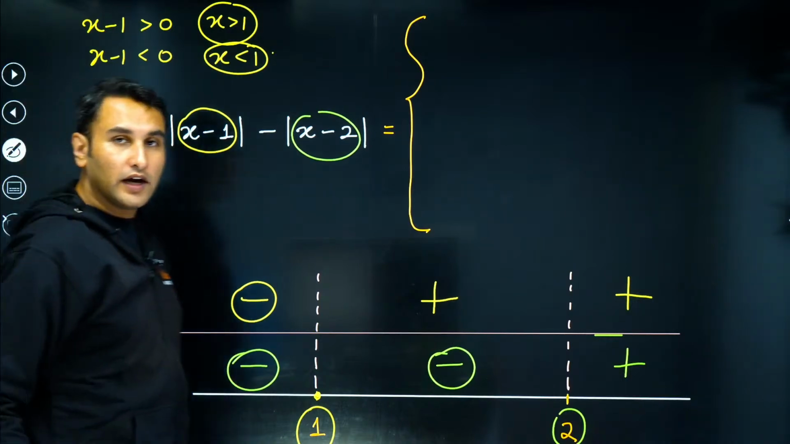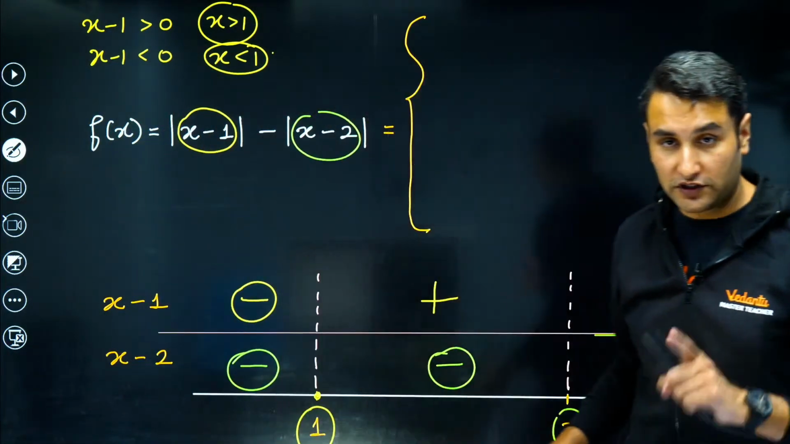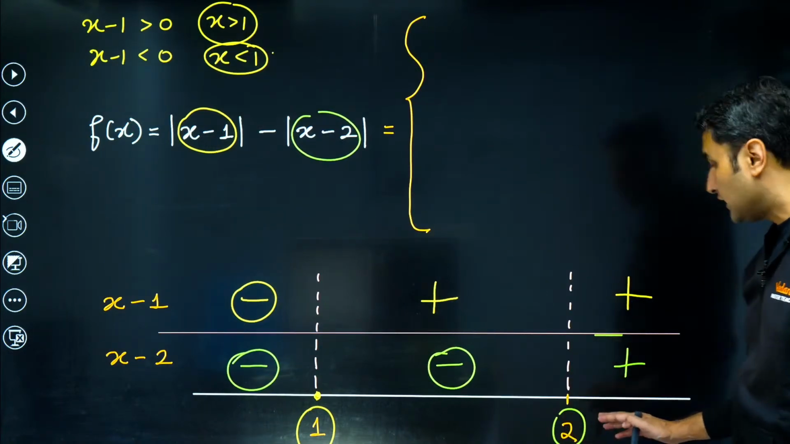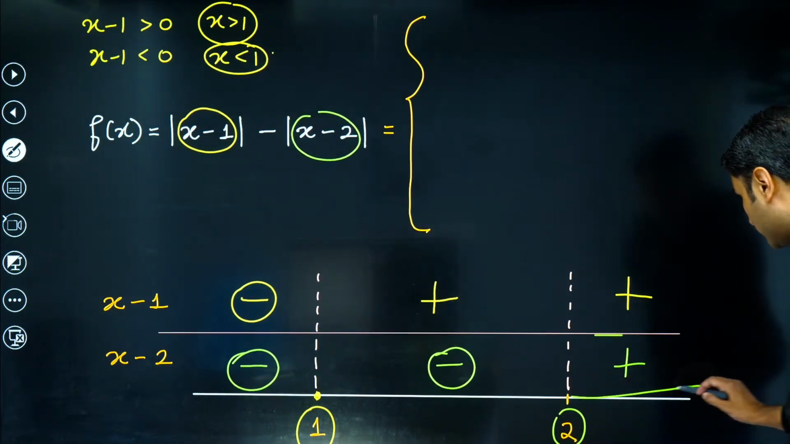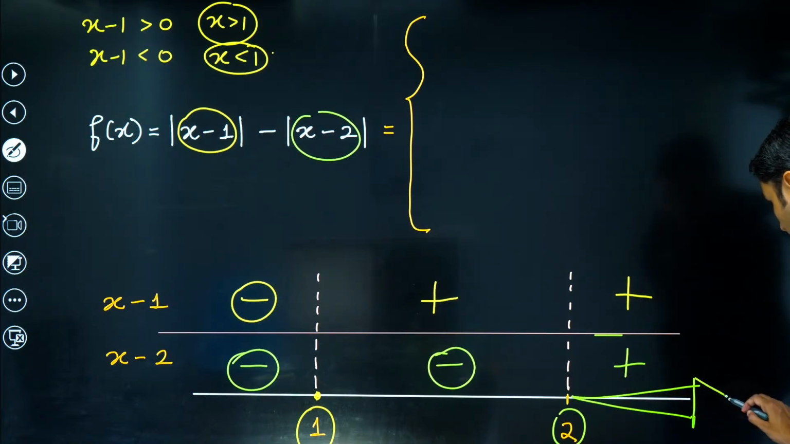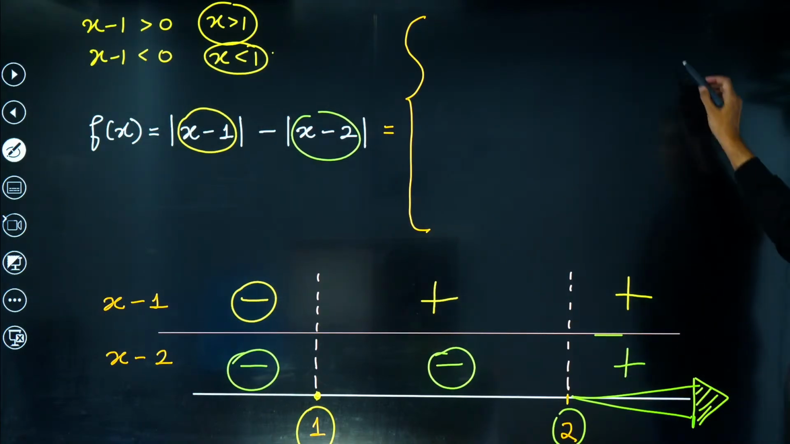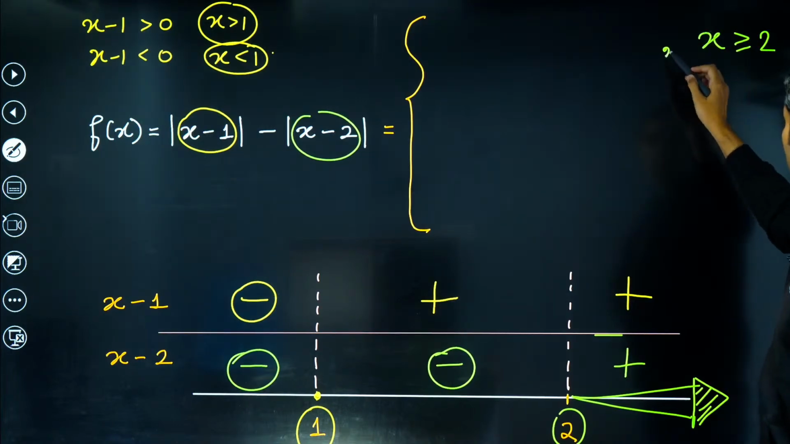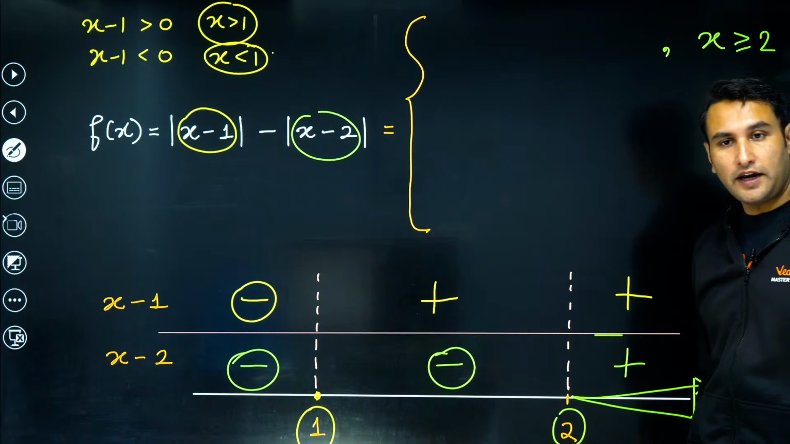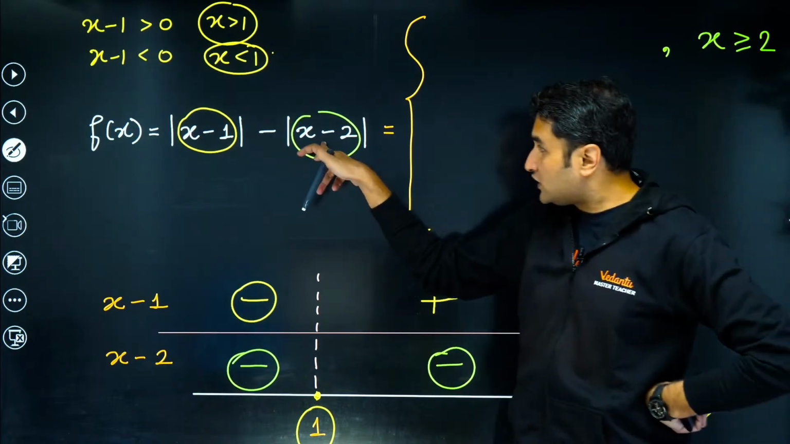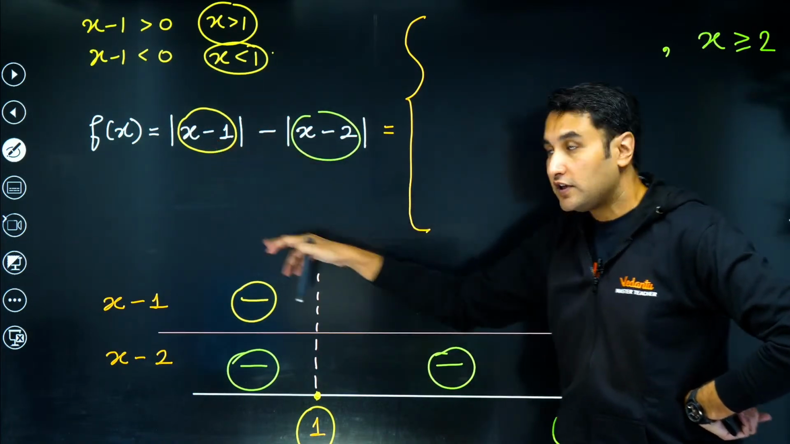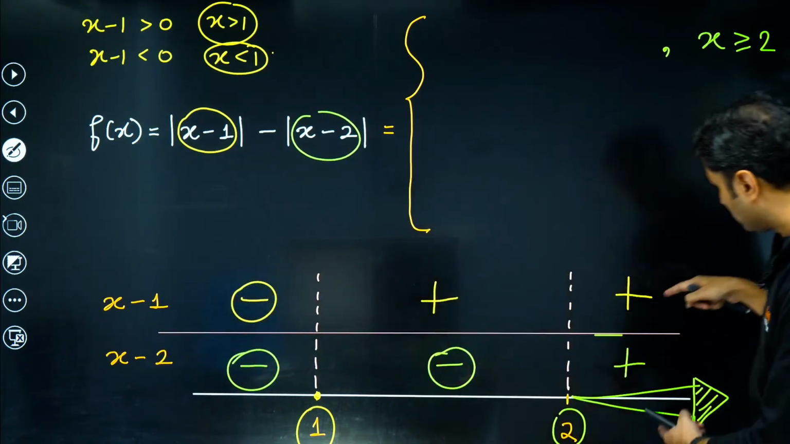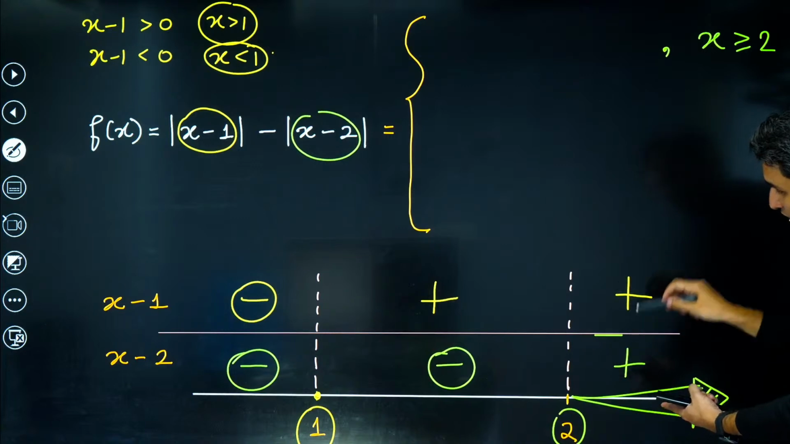Now what I do, I am going to redefine the function very carefully. Let me take 3 different sections. Section 1, when x is more than 2. So this is positive, this is positive. When x is greater than or equal to 2, both are positive.